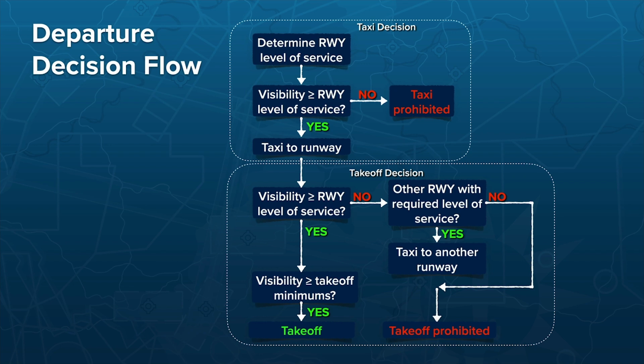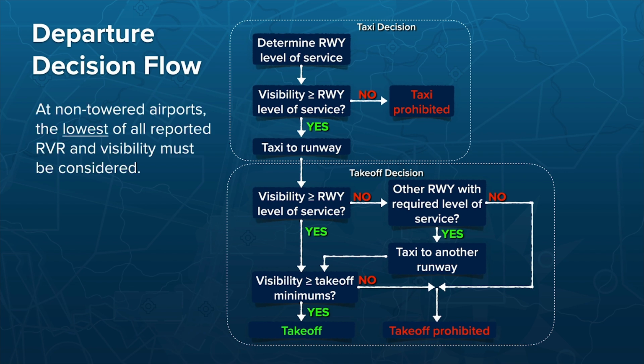If yes, then you can technically taxi to another runway. And that brings you back to asking, is the visibility then greater than or equal to takeoff minimums for that new runway? And if yes, you can go ahead and take off. But if no, of course, then takeoff is prohibited. All right, and just remember that at non-towered airports, the lowest of all the reported RVR and visibility must be considered.